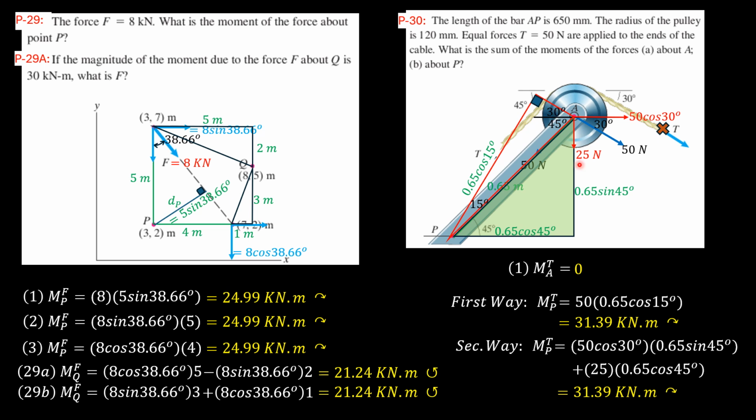So both the horizontal and vertical components are clockwise about P, so we add the moments. So second way, for the horizontal component, the moment is 50 cosine 30 degrees and the moment arm is 0.65 sine of 45. For the second component, 25 vertical, 25 times moment arm 0.65 cosine of 45 degrees. So computing for the moment, it is 31.39 newton meter. So that's it for this video.